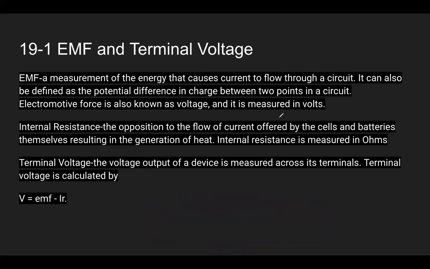All right, terminal voltage. The voltage output of a device is measured across its terminals. Terminal voltage is calculated by V, which stands for terminal voltage, equals the EMF, which is electromotive force, the total volts, minus IR. IR stands for the internal resistance drop. So this minus this equals the terminal voltage.